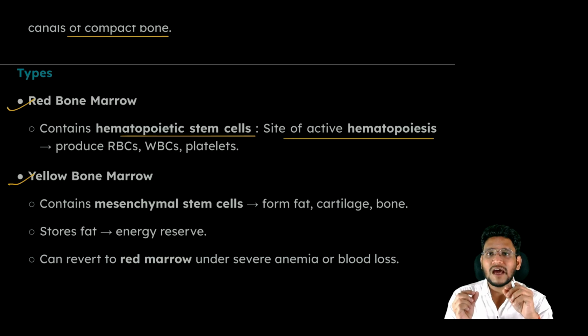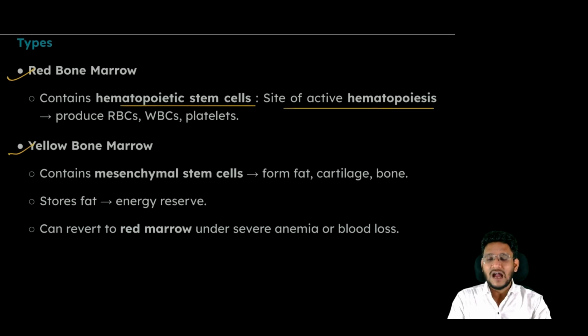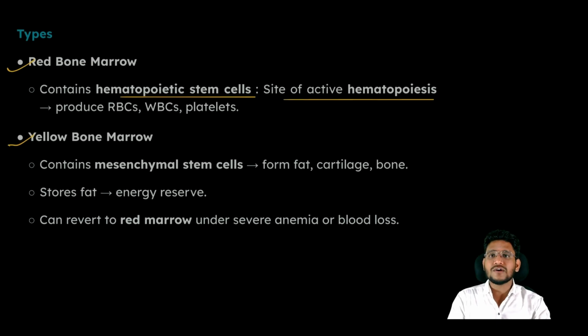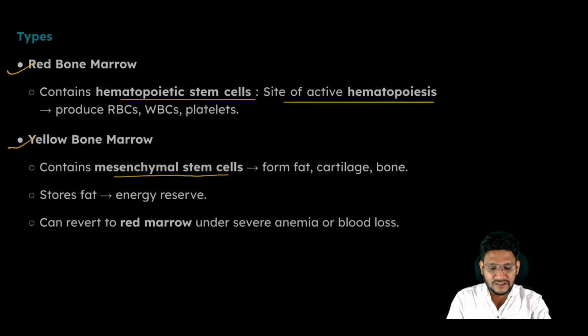This is red bone marrow. This contains the hematopoietic stem cells. Then we have yellow bone marrow, and this yellow bone marrow contains the mesenchymal stem cells.